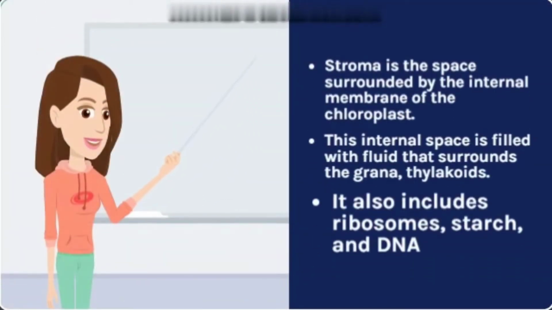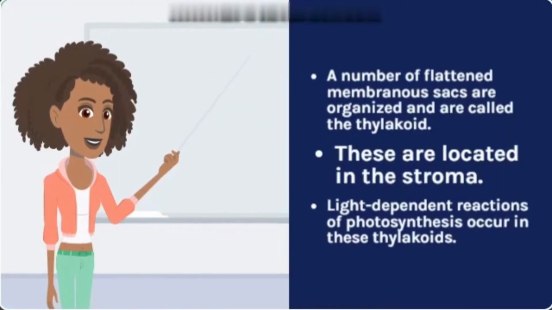Stroma is the space surrounded by the internal membrane of the chloroplast. This internal space is filled with fluid that surrounds the grana, thylakoids. It also includes ribosomes, starch, and DNA. A number of flattened membranous sacs are organized and are called the thylakoid. These are located in the stroma. Light-dependent reactions of photosynthesis occur in these thylakoids.